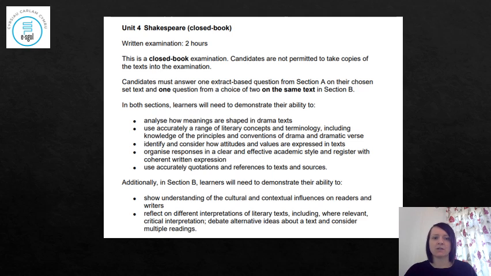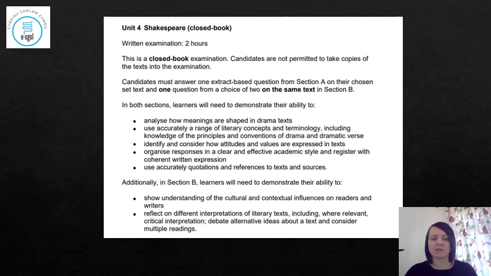Okay. So as you should know, this is a closed book examination. You're not permitted to take copies of your text into the exam. You must answer one extract-based question from Section A on your chosen set text and one from a choice of two on the same text in Section B.